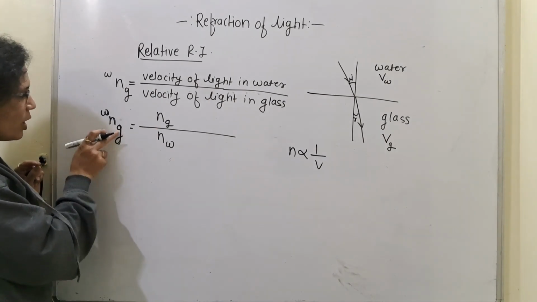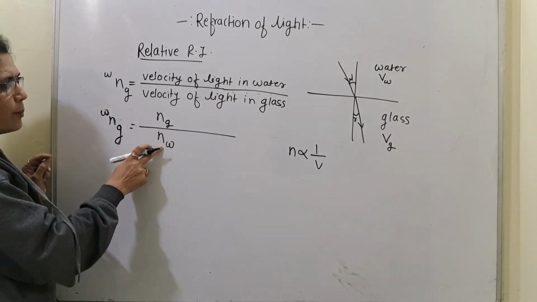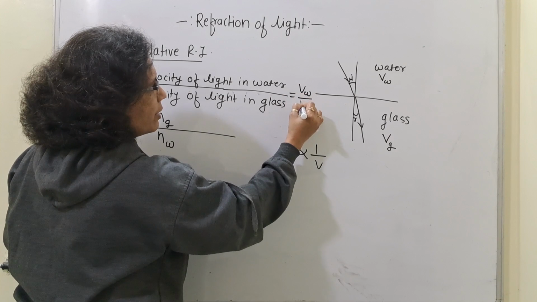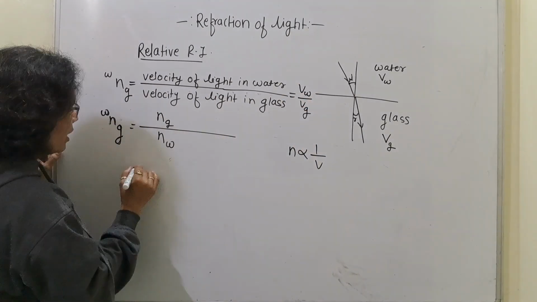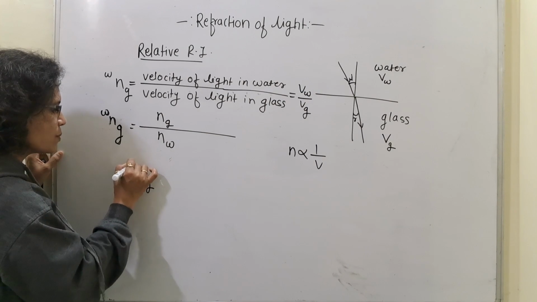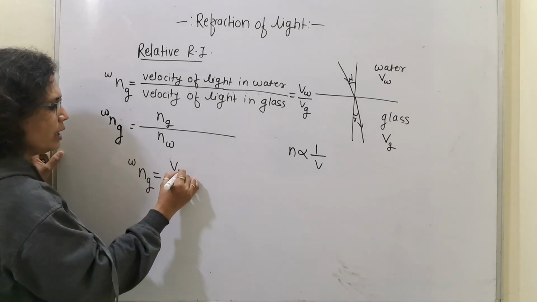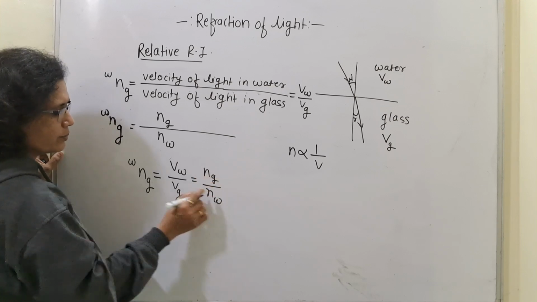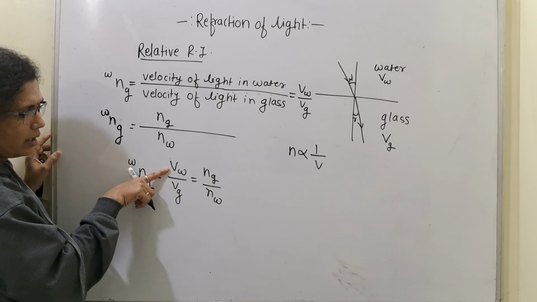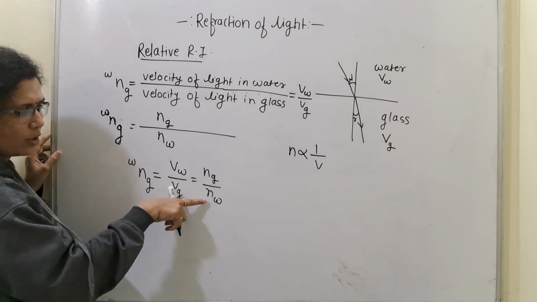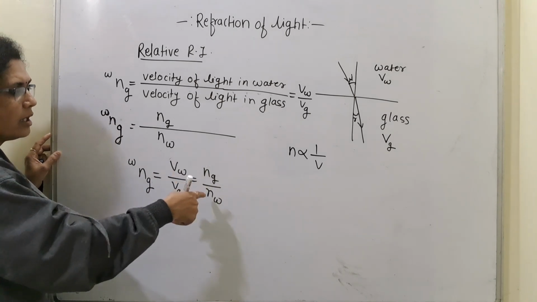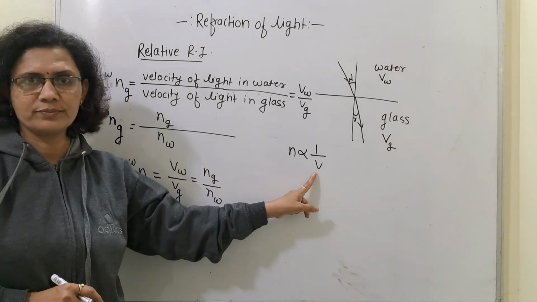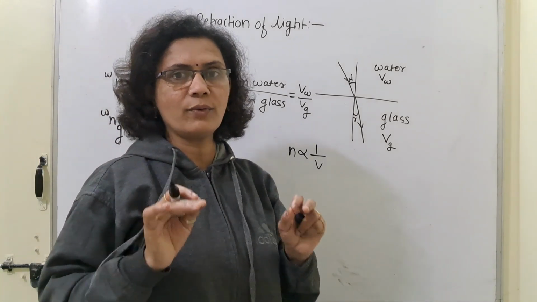So refractive index of glass with respect to water will be Ng upon Nw, and this velocity you can write like this: velocity of water divided by velocity of a glass. Means refractive index of glass with respect to water, I can write Vw upon Vg is equal to Ng upon Nw. हे रिलेशन इनवर्स आहे. इथं वॉटर आहे, इथं ग्लास आहे. हे न्यूमरेटर मध्ये ग्लास आहे, डिनॉमिनेटर मध्ये वॉटर आहे. सो देयर विल बी इनवर्स रिलेशन बिटवीन रिफ्रॅक्टिव्ह इंडेक्स अँड वेलॉसिटी ऑफ लाइट.